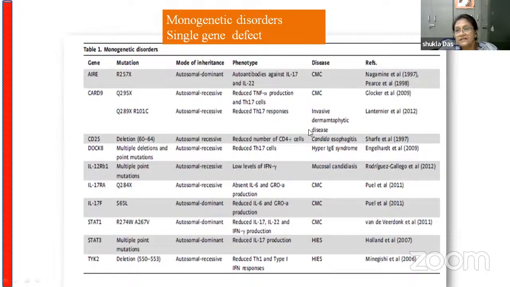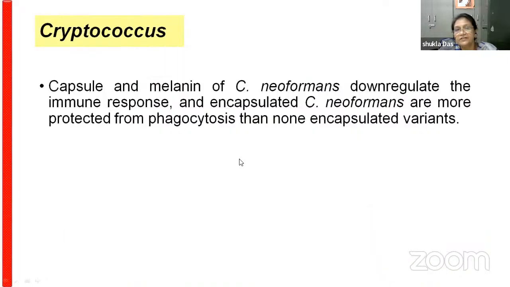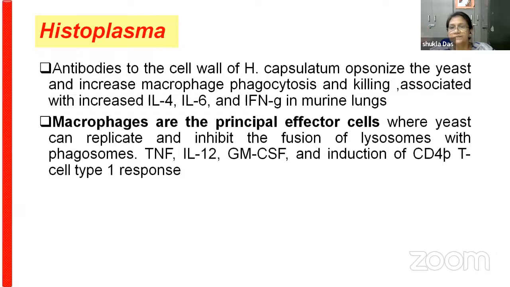So don't think, look at this. Chronic mucocutaneous, invasive dermatophytosis, all is because of genetic disorder. Again, genetic disorder. Lot of Candida infection. Cryptococcus requires macrophages. The capsule is protective. Variants, Histoplasma, again, principle is macrophages and acquired.